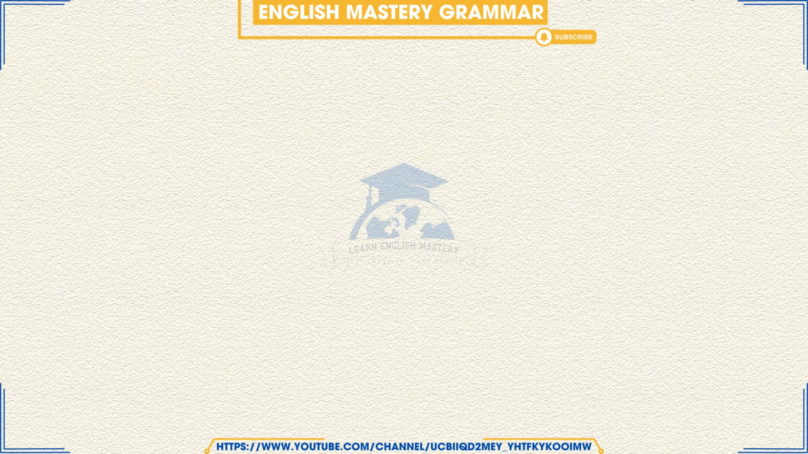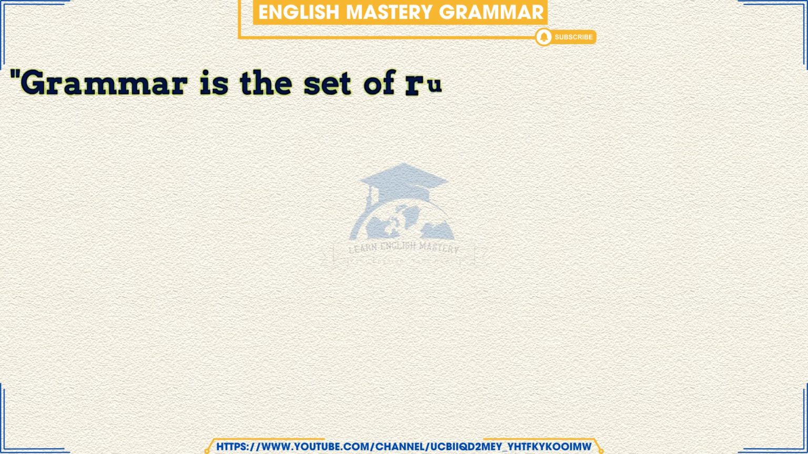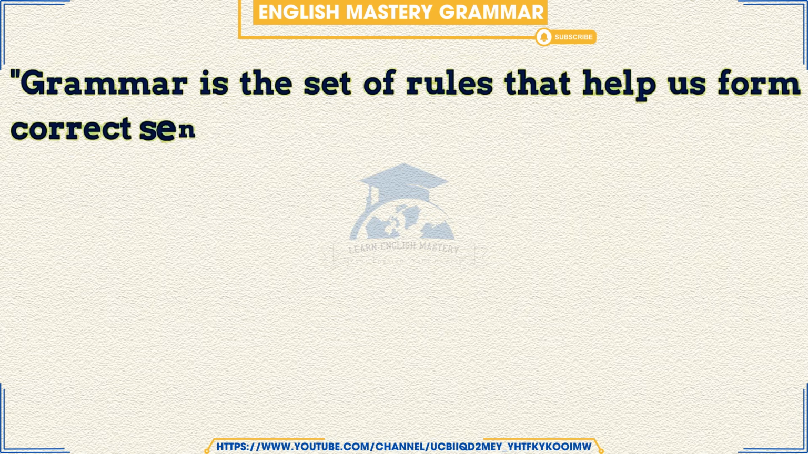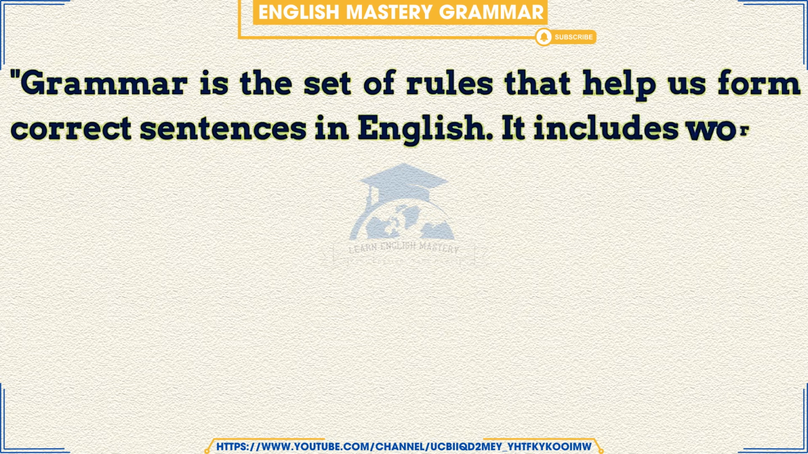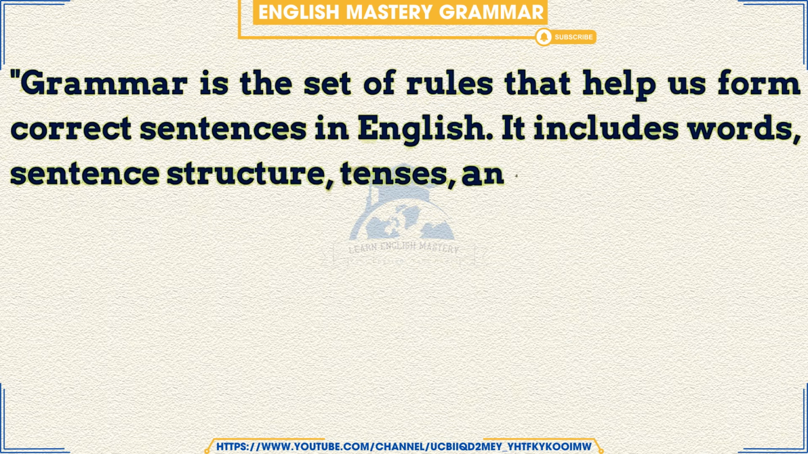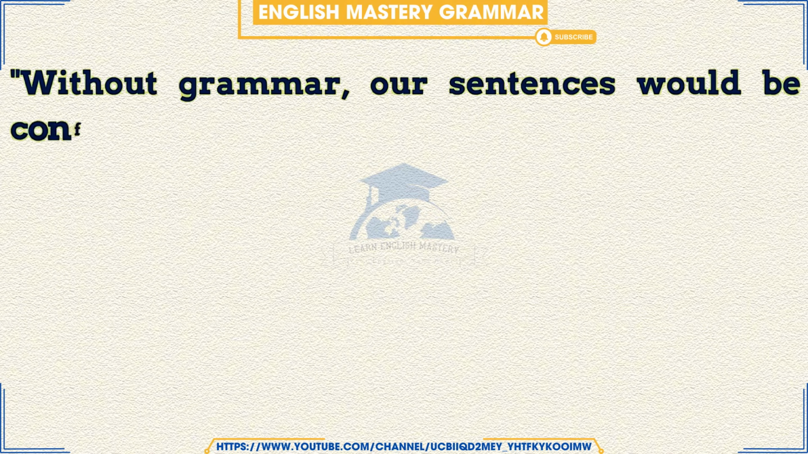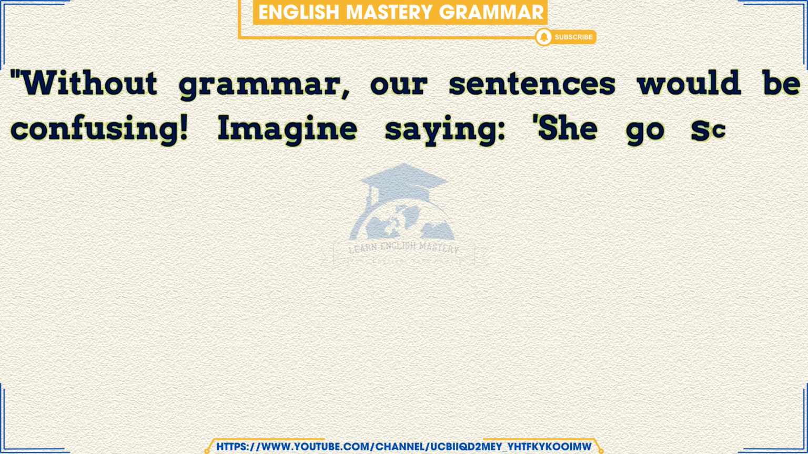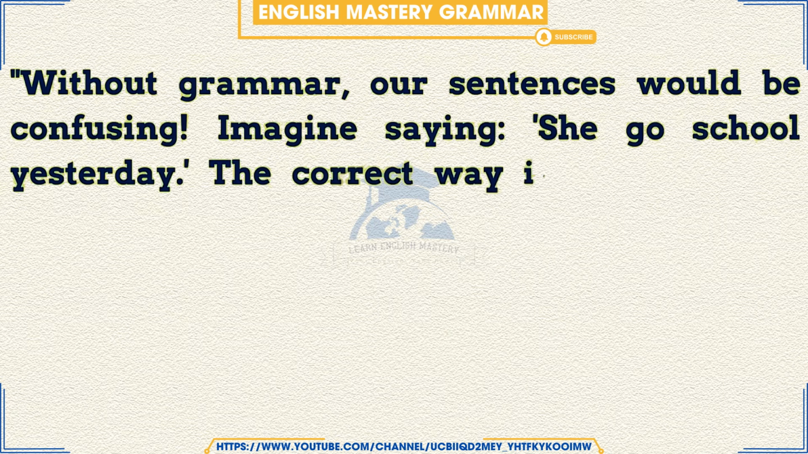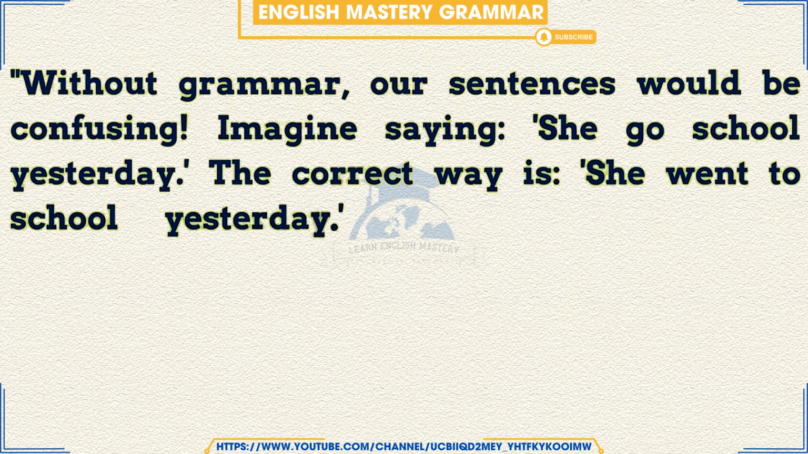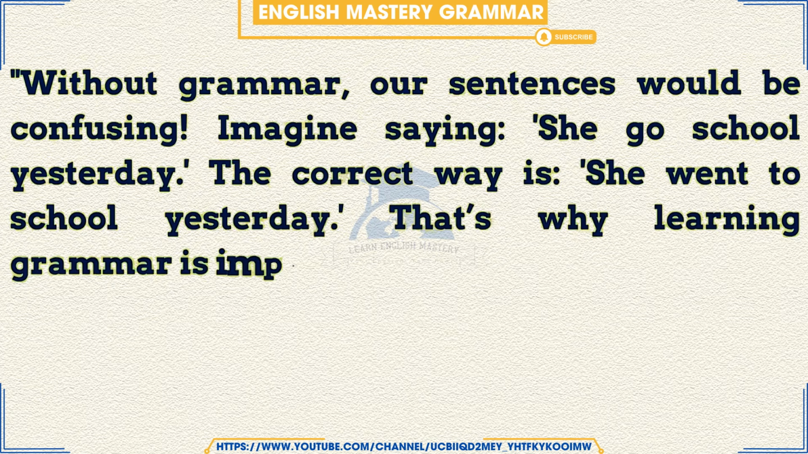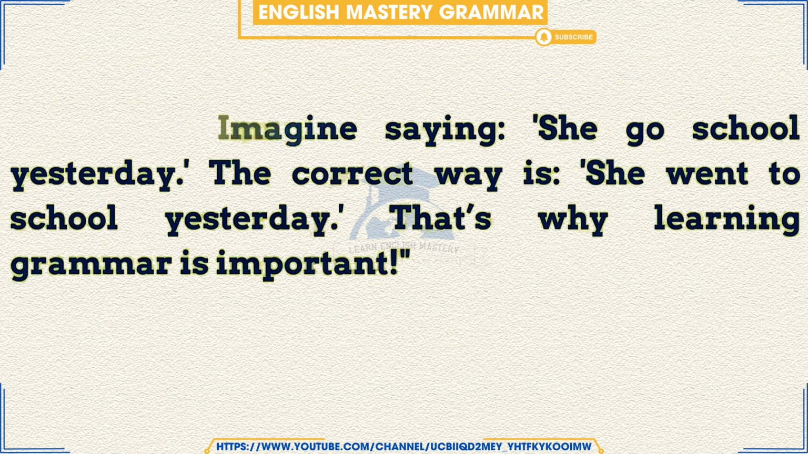What is grammar? Grammar is the set of rules that help us form correct sentences in English. It includes words, sentence structure, tenses, and punctuation. Without grammar, our sentences would be confusing. Imagine saying, "She goes school yesterday." The correct way is, "She went to school yesterday." That's why learning grammar is important.